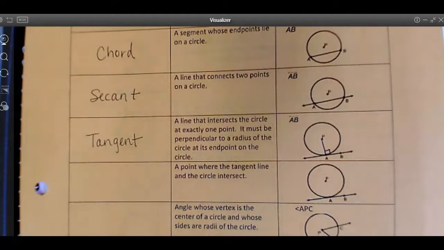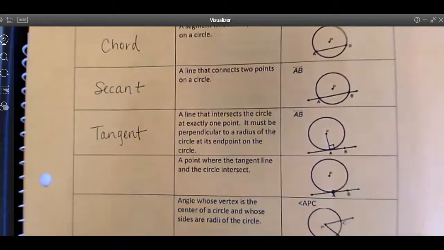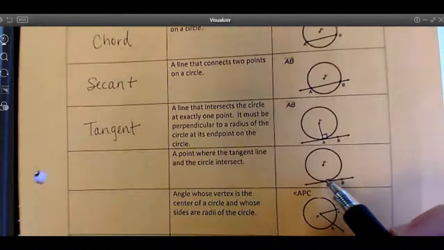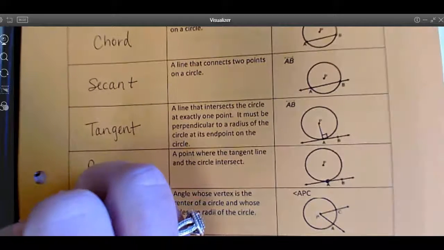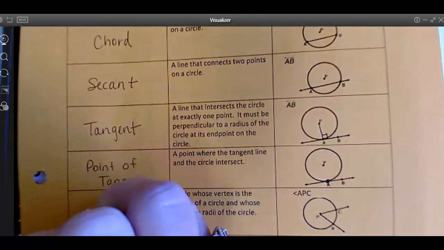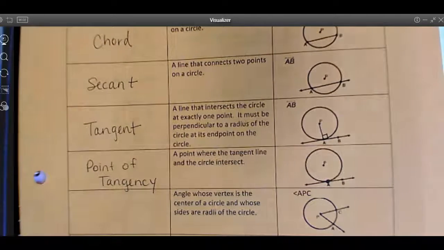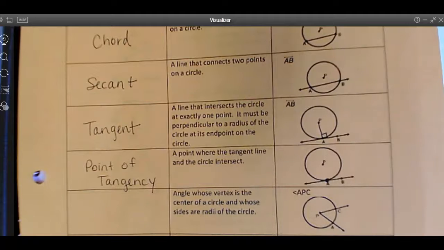Okay, the next one says a point where the tangent line and the circle intersect. So they intersect right here because that's the point on the circle where it's on the line and on the circle. This is called the point of tangency, because it's the point where the two things meet.